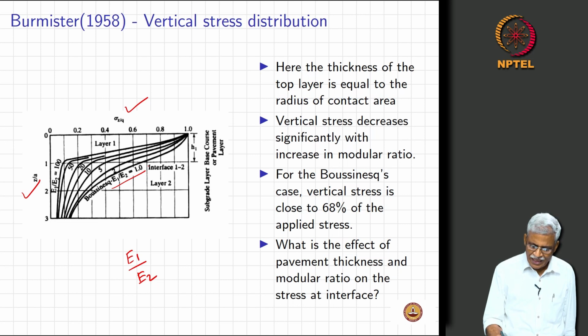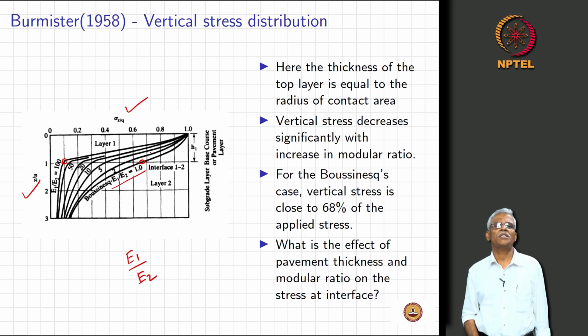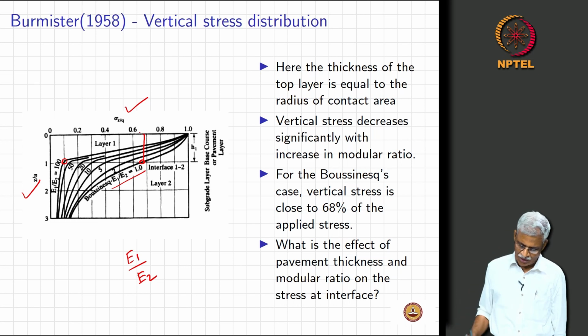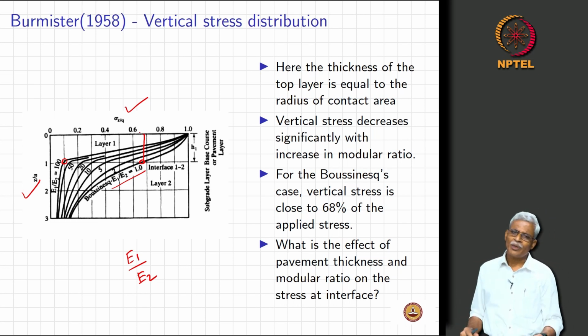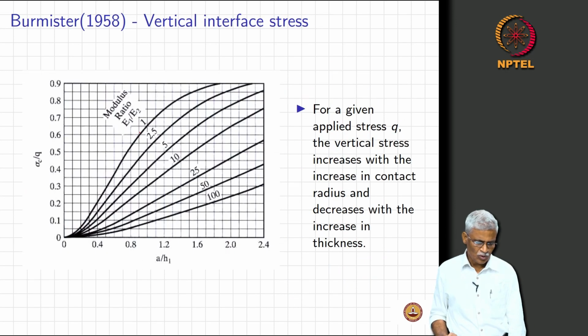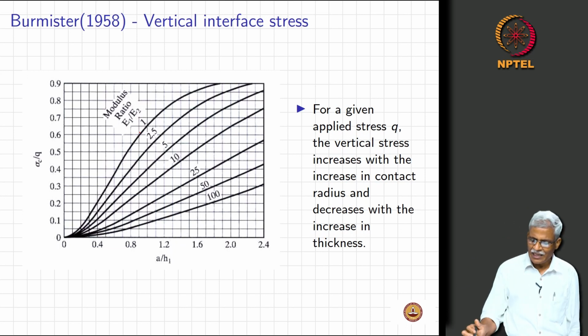So, the vertical stress that you see here, sigma z by q, will substantially decrease as the modular ratio keeps increasing, and for the Boussinesq case that you see here, the vertical stress will be around 68% of the total applied stress. So, that is what it is. There are many combinations that we need to look into, and we will discuss all those as we go along.